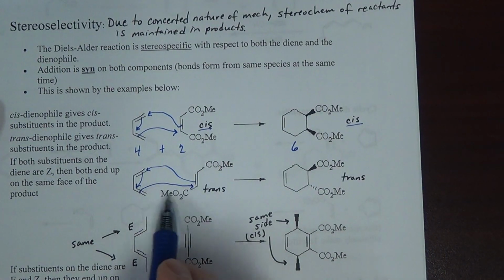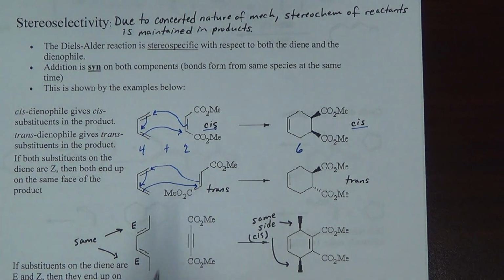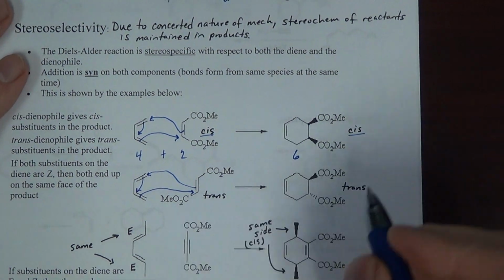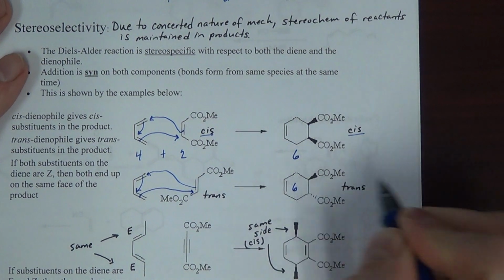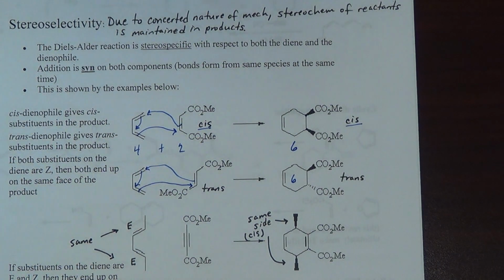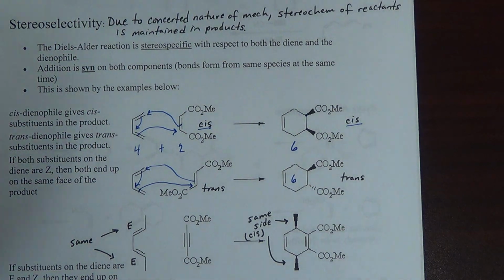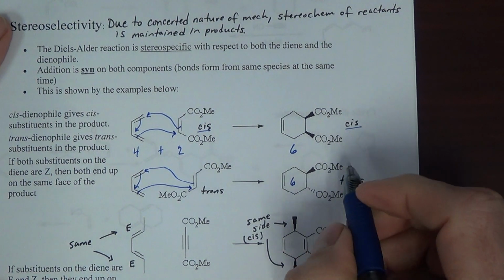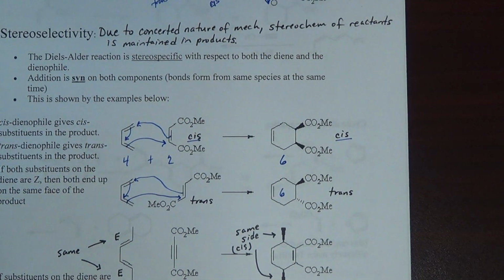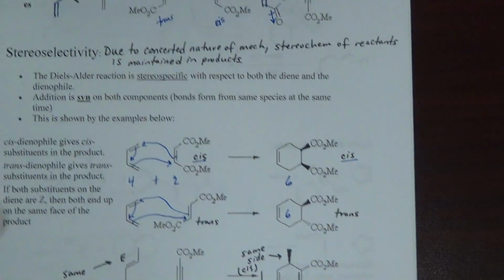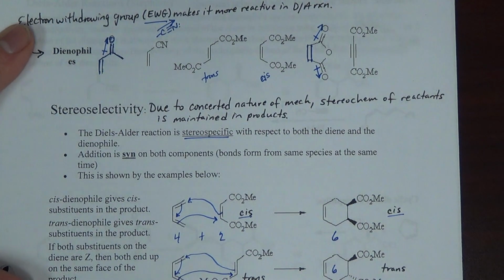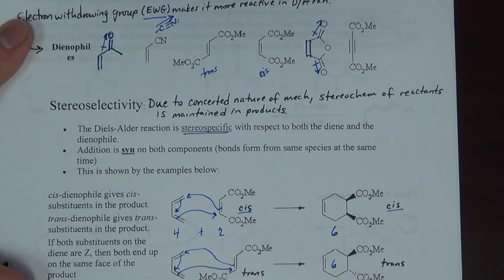So, we can still zip it together. And that's going to give our 6-membered ring. Let's draw the 6 there. And the groups will be trans there. So we'll get a trans product. All right. So again, the Diels-Alder reaction is going to be very stereospecific.